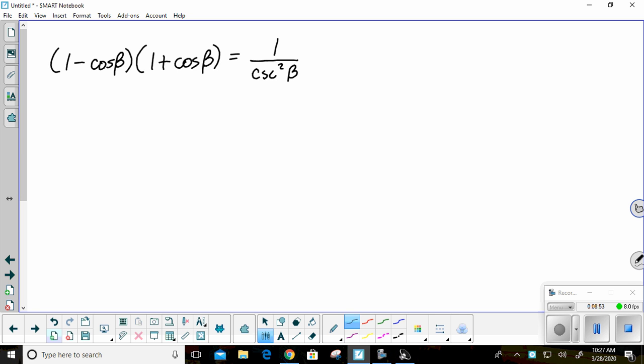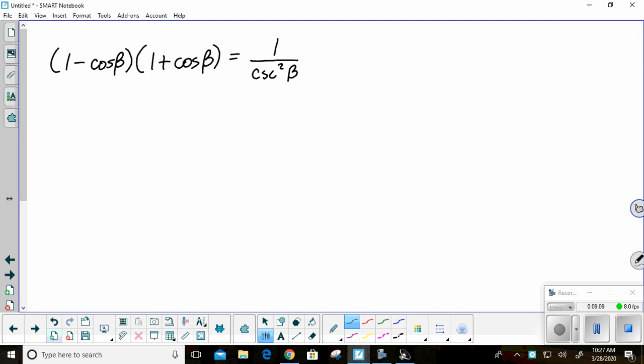now. I'm not solving this like a traditional equation. I'm trying to verify the identity, which means I'm trying to manipulate and simplify, maybe I should say, the left side to where it looks like the right side.